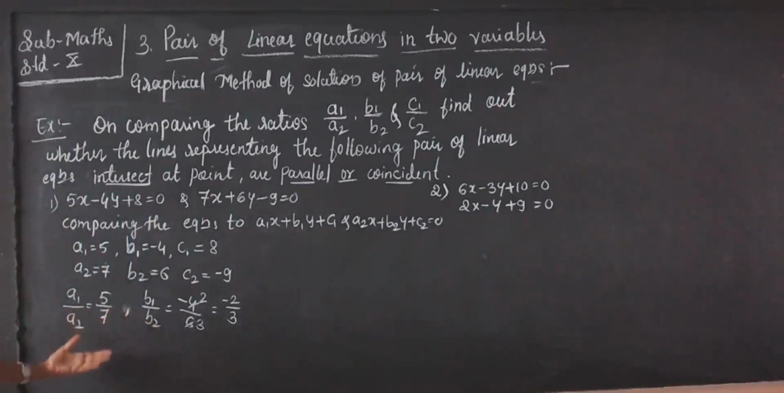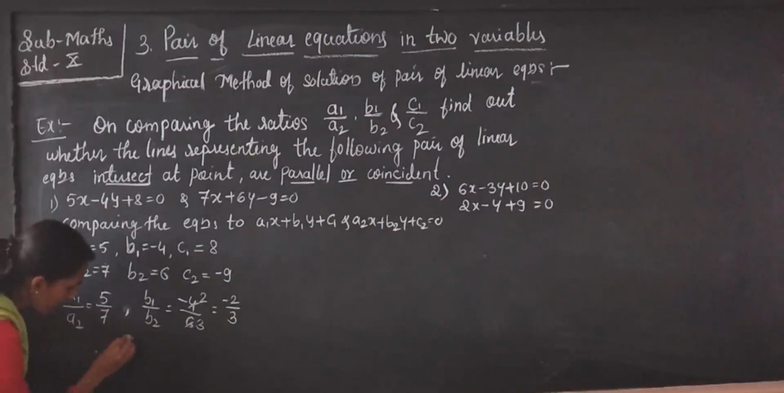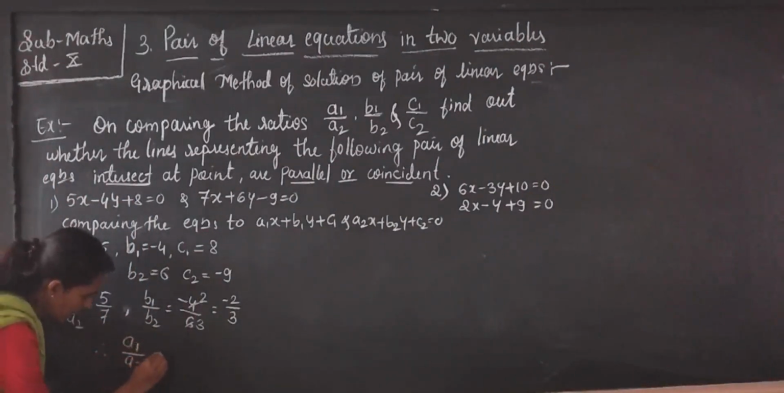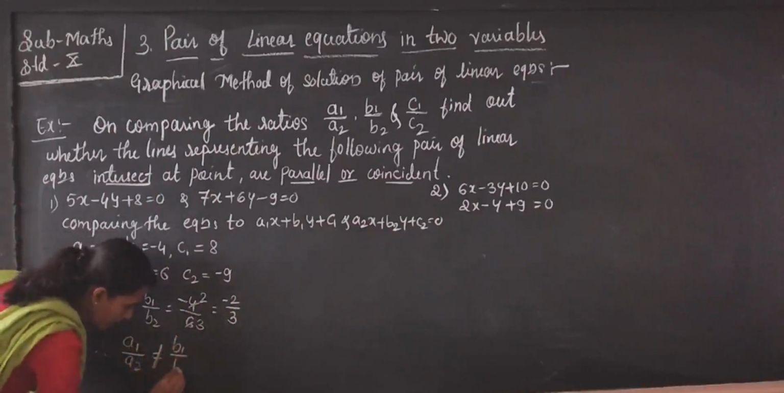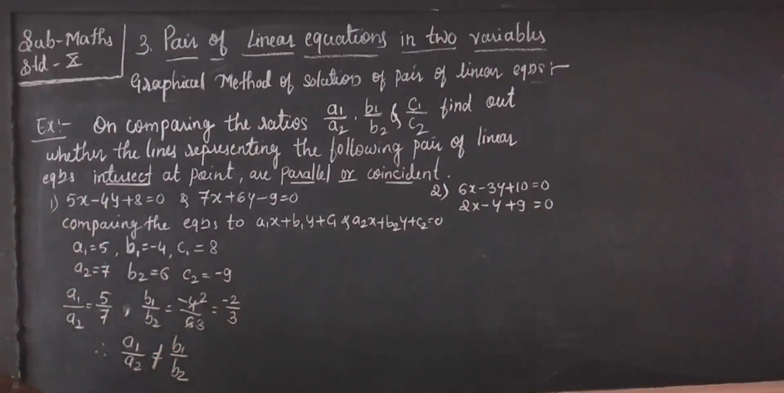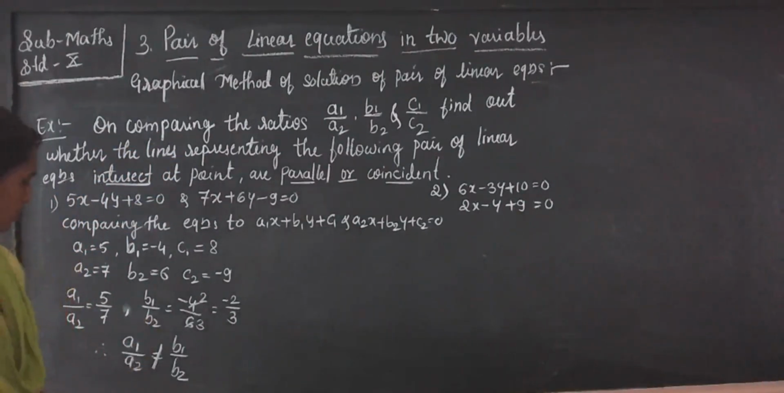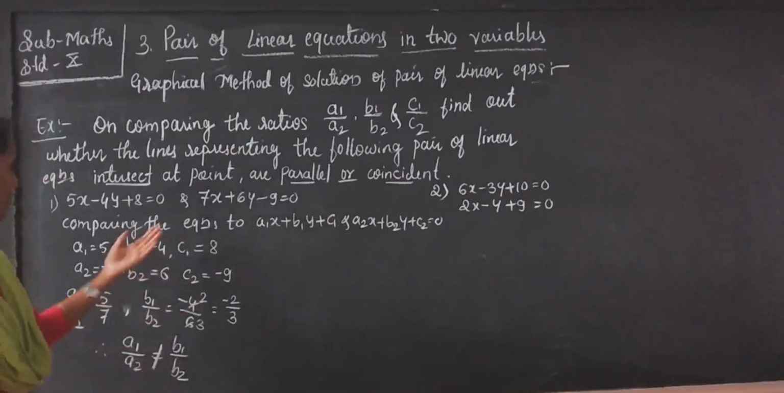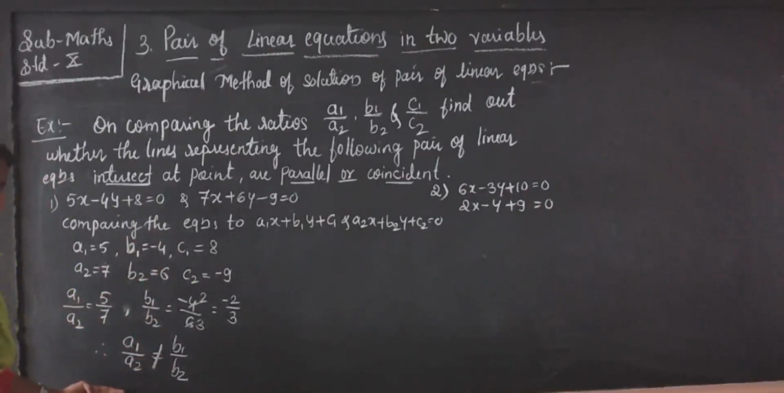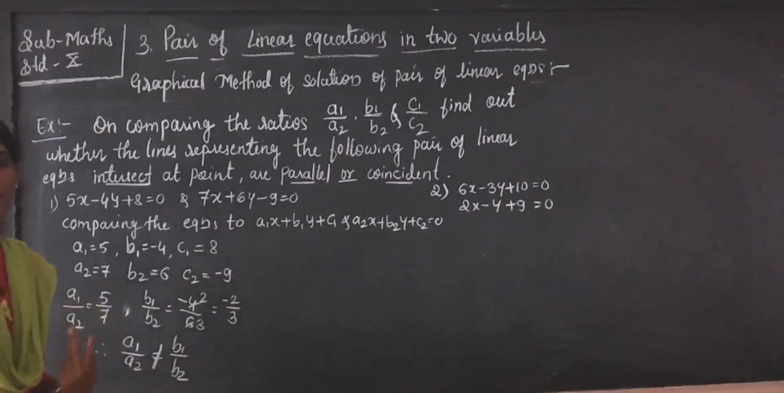Here A1 by A2 is not equal to B1 by B2, which means we can conclude that the equations represent intersecting lines. Intersecting means they have a unique solution here. So therefore you have to write here that the lines of the equations are intersecting. The solution of the equations has only one, a unique solution.